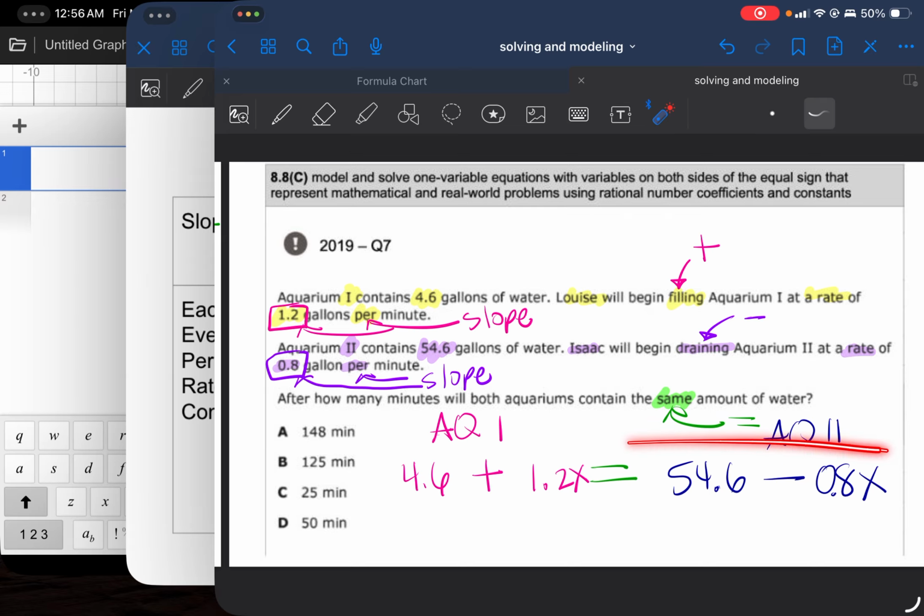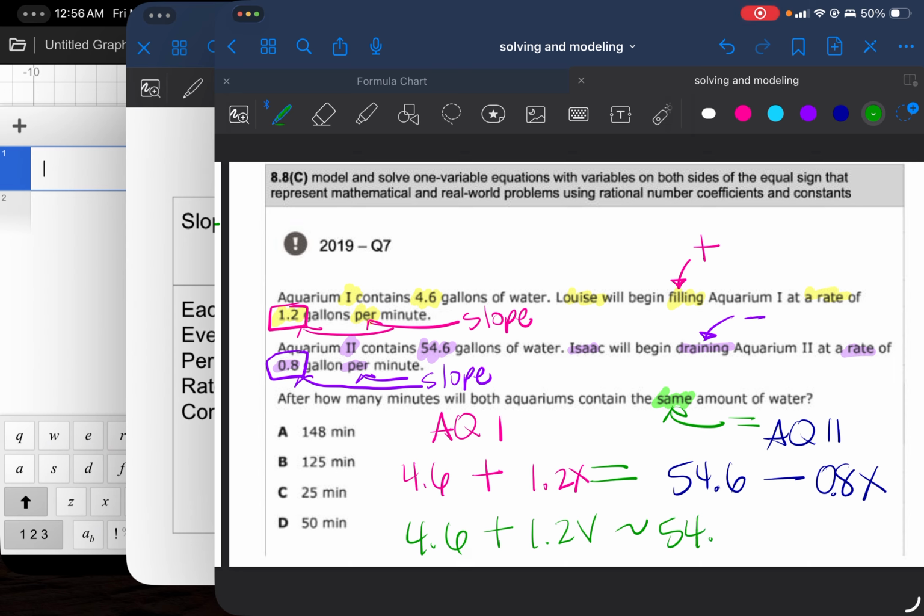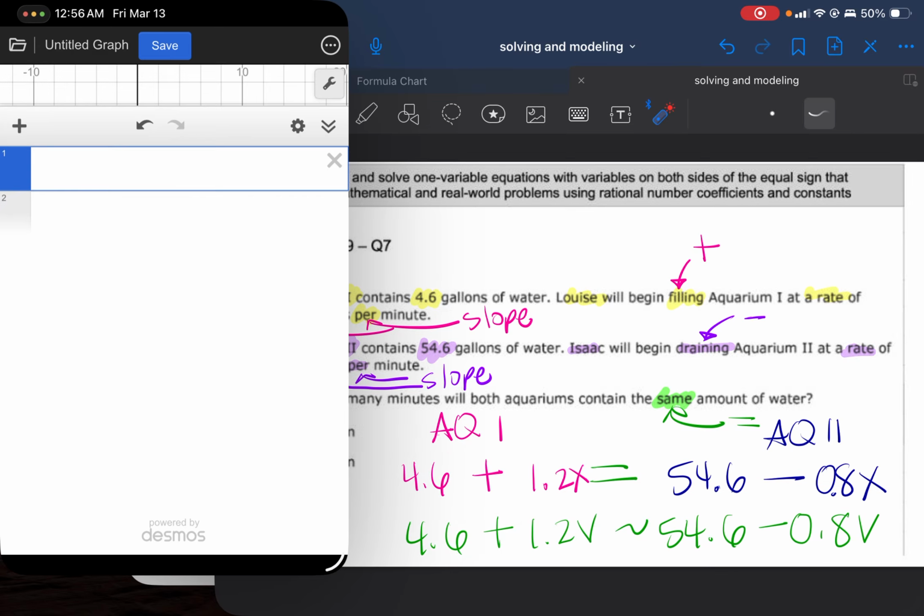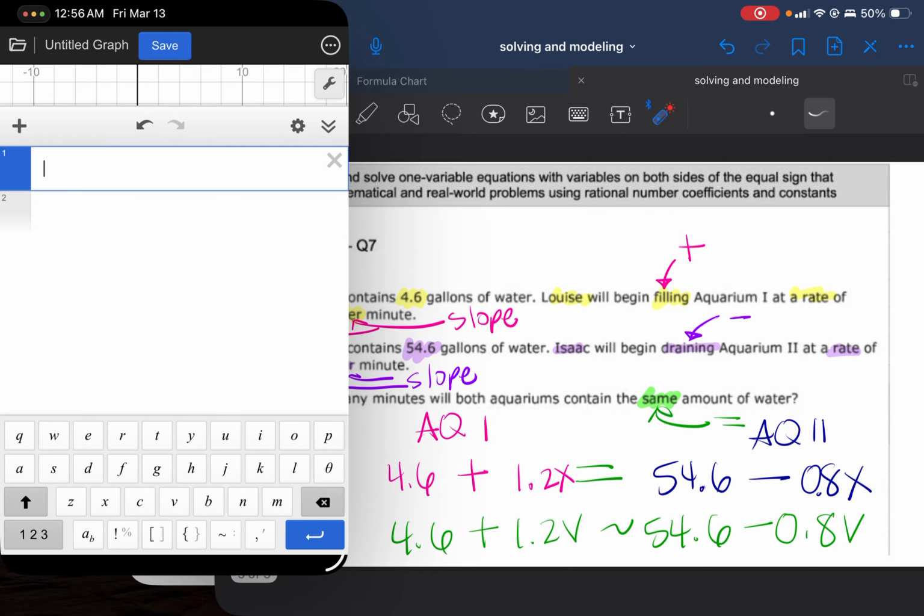Once you're here, your next step will be to change your variables. Instead of x, put v. And instead of our equal sign, we're going to use tilde. So our new equation or expression will be 4.6 plus 1.2v tilde 54.6 minus 0.8v. Once we're here, our final step will be to put it in decimals, exactly the same.